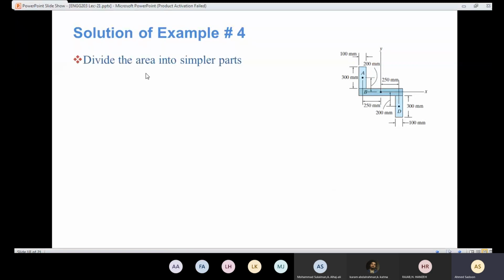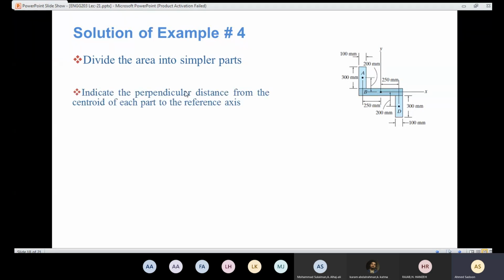Like you know, the first step needs to be done. We need to divide the area into simpler parts. We are going to have it divided into rectangle A, rectangle B, and rectangle D. Also, you could make this one like that. It depends on you. But in the solution here, we are going to consider the rectangle A. It has a height of 300 millimeter, and the width is 100 millimeter. We have rectangle A, rectangle B, and rectangle C.